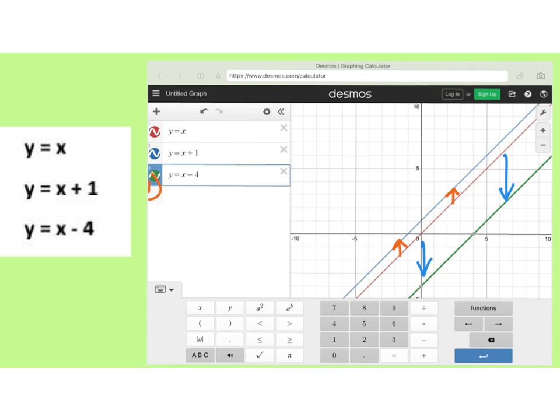So adding and subtracting shifts up or down. So this is a translation. So adding and subtracting is up and down. And in this case, this changes the y-intercept. So the y is what is affected here.